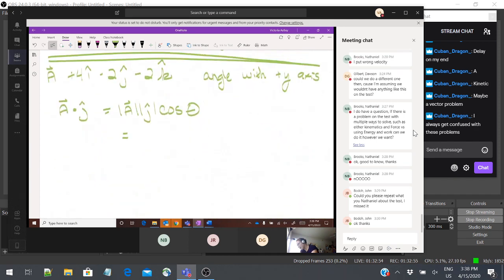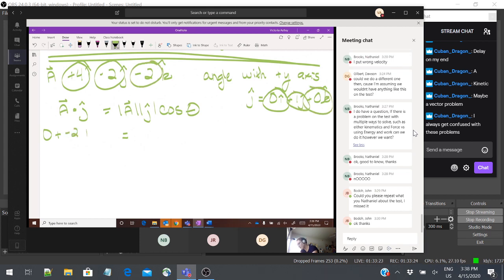So this would be ax times the x component of my y vector, right? So my j vector is 0i plus 1j plus 0k. If I do plus 4 times 0, I get 0. I do minus 2 times 1, I get minus 2. I do minus 2 times 0, I get 0. So this is minus 2.